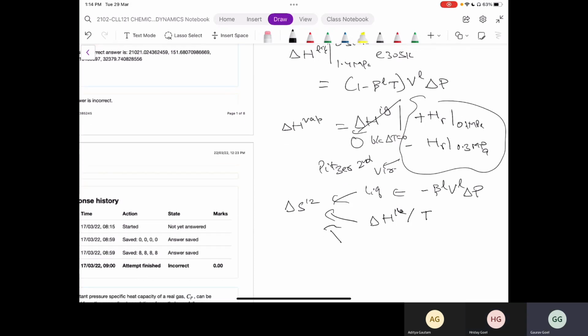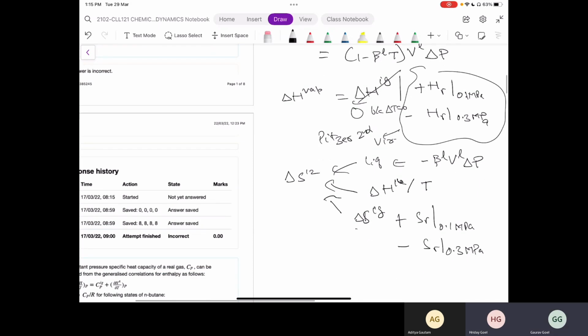And for the vapor portion, again, two contributions: delta S^IG, S^R at the final condition. Again, I'm not mentioning the temperature, but S^R will depend on both temperature and pressure. Temperature is 305 everywhere. So delta S^IG will not be zero. We have to use the formula minus R ln P2 by P1, where P2 is 0.1 megapascal, P1 is 0.3 megapascal. All right. So that is what it entailed.